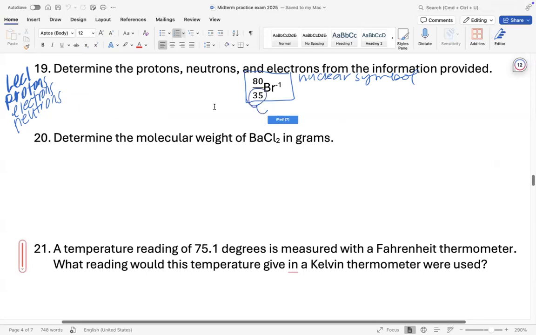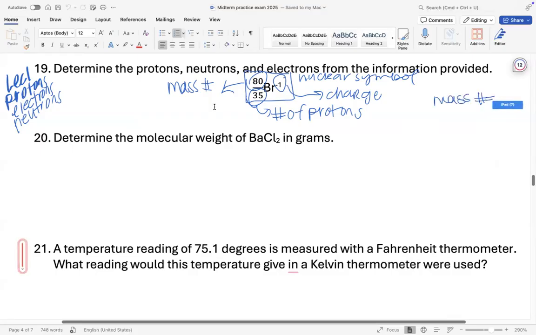Here, we have the number of protons. So luckily, the number of protons is directly given to us. We have the mass number. All right, that's the top left. And then the top right is the charge. All right. And then we have different relationships here. So mass number equals protons plus neutrons, and charge equals protons minus electrons.